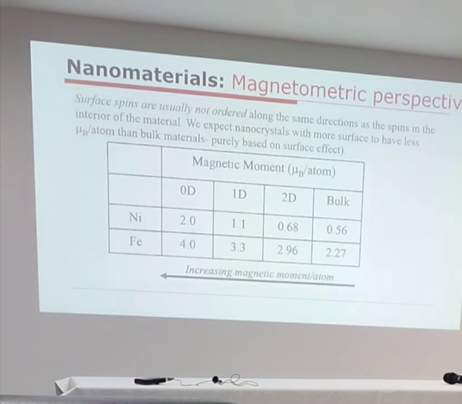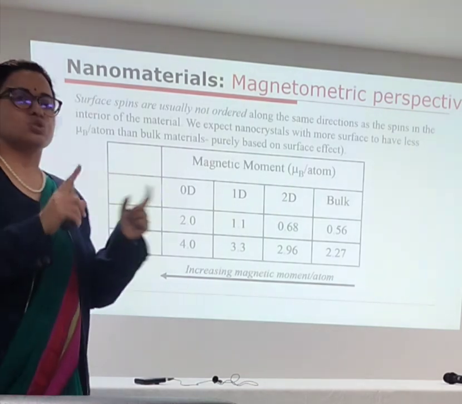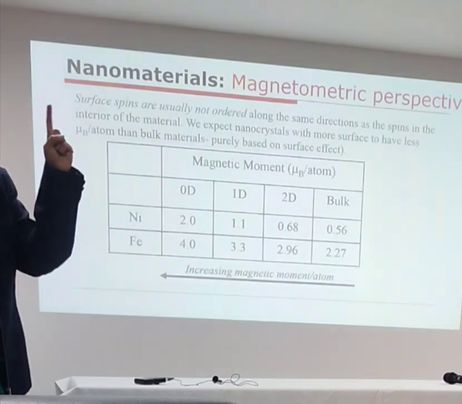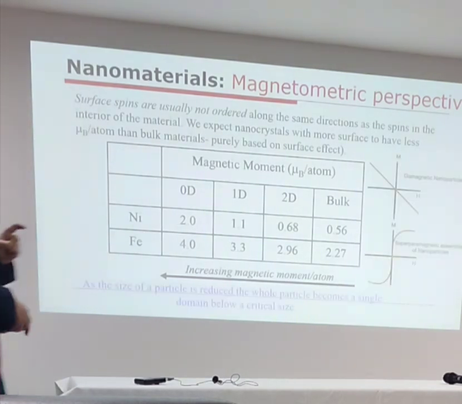But there is a species which we call super paramagnetic material. What happens in superparamagnetic material is that you are reducing the size of the material to such a small scale that multiple domains cannot exist inside it; it will exist like a single domain. The size of the particle is reduced such that it becomes a single domain at a critical size, and you begin to see a large increase in the magnetization even when you apply a small amount of magnetic field.